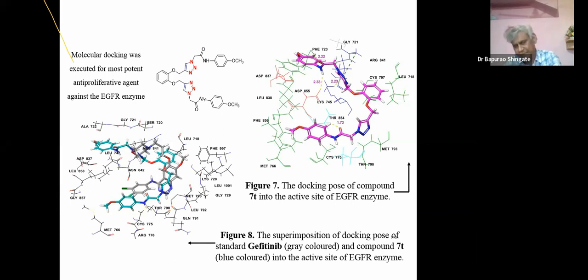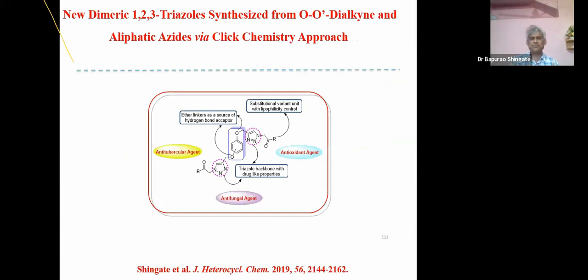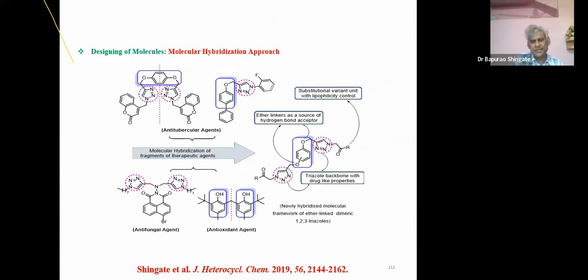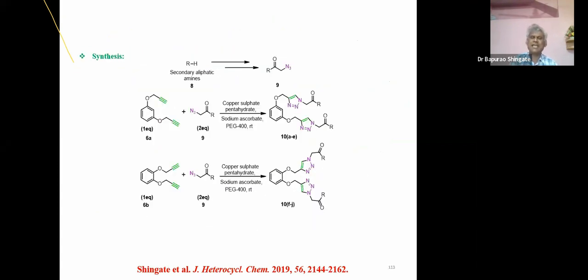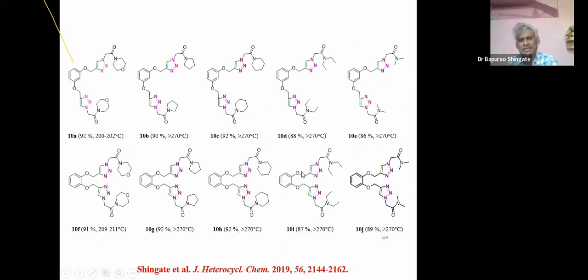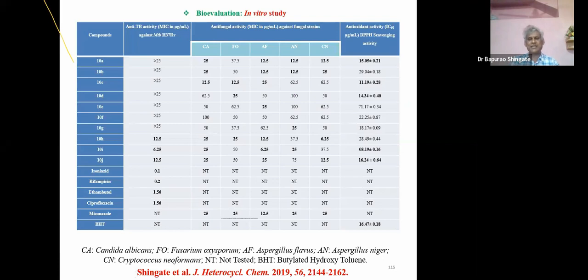Okay, see, in our next attempt, we have kept that alkyne part constant and we have changed the azide part over here. That is, simple azides based on aliphatic secondary amines, which we have used, and accordingly we have made azides. And we have synthesized this type of dialkynes, and the click reaction by using copper sulfate resulted in the dimeric triazoles, and these are the structures of dimeric triazoles.